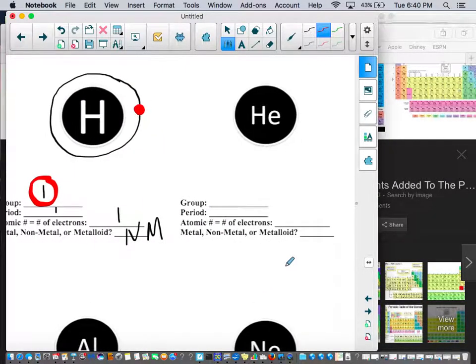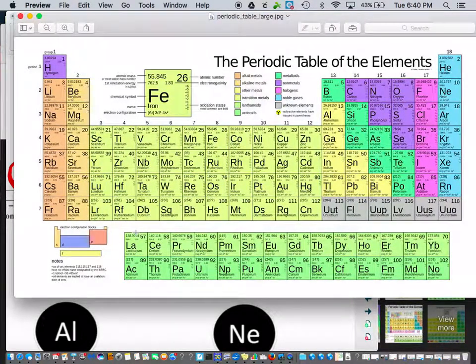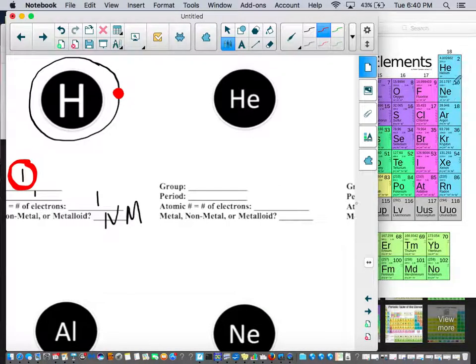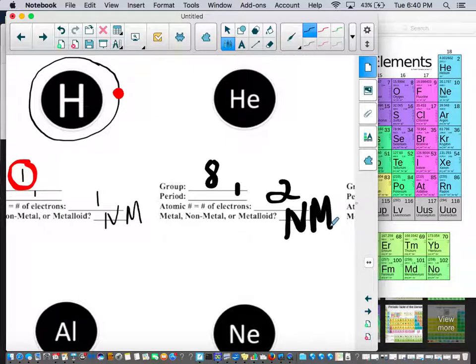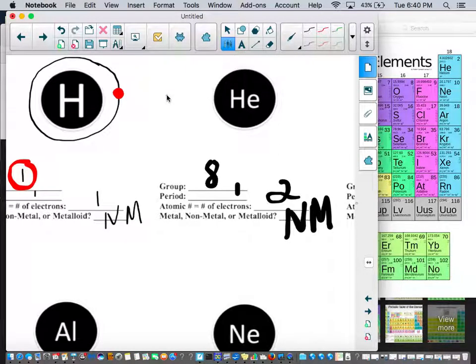All right, let's go to helium. Let's find helium on the periodic table. Helium is over here. Find the important information we need to know. Helium is found in group 8. Remember, we look at those A groups. Period number 1. Atomic number is 2, so I have 2 total electrons, and it is a non-metal. Let's start with our shells. Since it's in period 1, it has 1 shell.